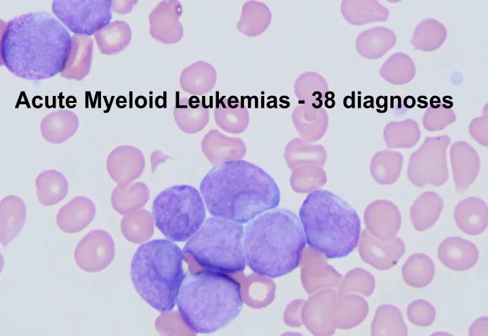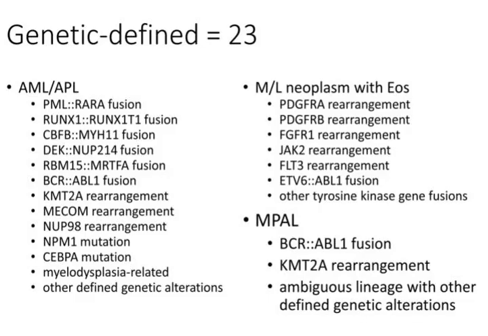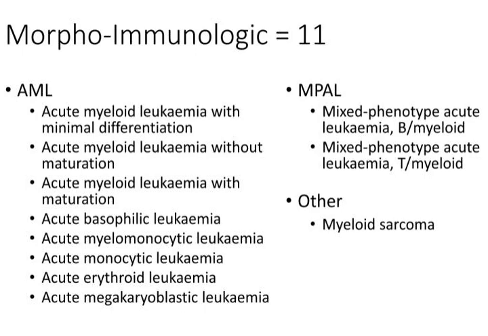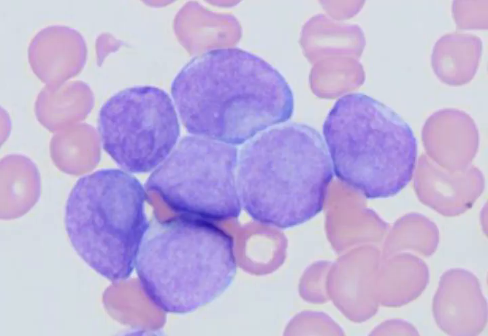So, 38, don't panic. There's the broad categories: genetically defined, that's more than half. You wait for the FISH report and you're done. It's 23. 4 based off of history, either treatment, post-MPN, or genetic predisposition. And then the last 11 are just describing what you see. And that's how you cover 38 diagnoses. Much more manageable.